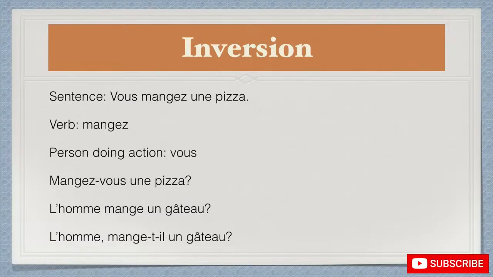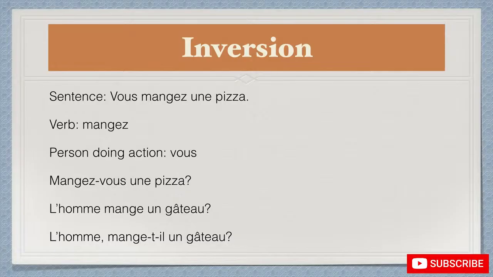It's actually not common to see the comma in there, but I've put it in just for clarification. Then we would do the inversion with the je, tu, il, elle, nous, vous, the ones that I just talked about, with the verb, and we'll switch it. So for example, we have l'homme mange, il, un gâteau.